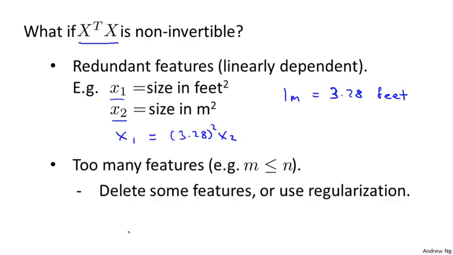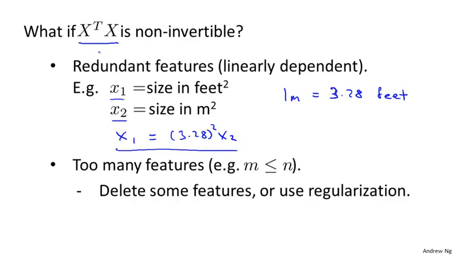This is somewhat advanced linear algebra now, but if you're an expert in linear algebra, you can actually show that if your two features are related via a linear equation like this, then the matrix X transpose X will be non-invertible.